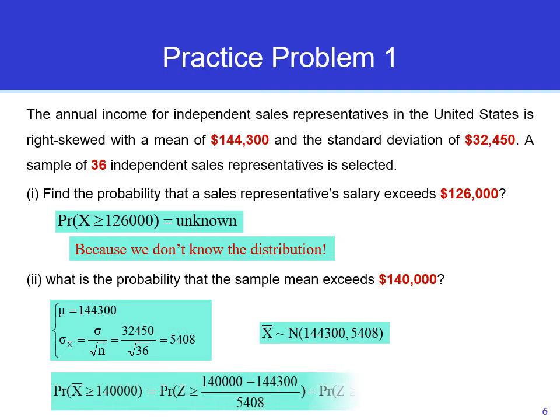So the probability that X bar would exceed $140,000, we can find using the Z distribution, or using Excel, or using the probability density function and an integral. So here we're going to go with the Z distribution. So we're going to convert this to the Z distribution probability. That would be Z greater than the Z value of 140,000. The Z value of 140,000 is negative 0.79. And the probability that Z is greater than that is 79%. So the probability is 79%.